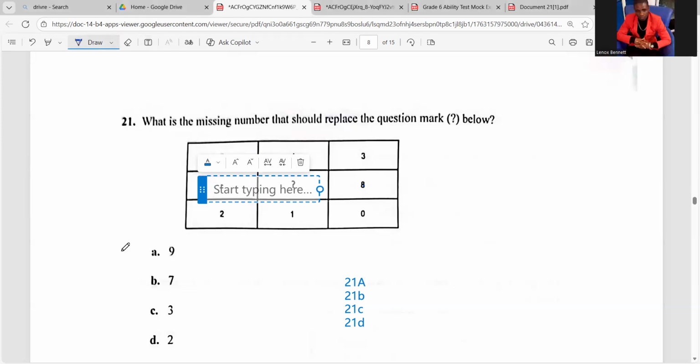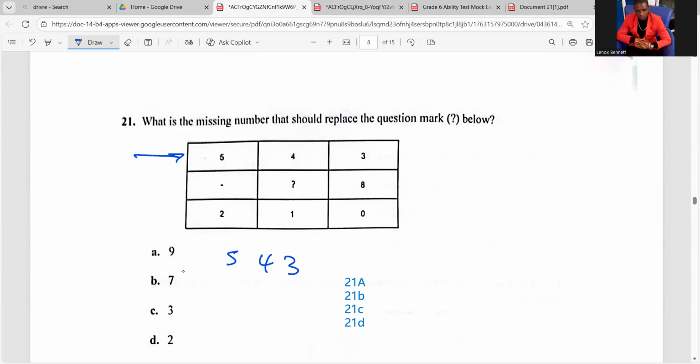I'm going to agree with Journey on this one, based on the fact that if you look at these two, you have 5, 4, 3. Look at this one, 2, 1, 0. You see that they're going down, right? So if this is 8, this would have been 9, and this would have been 10. And they ask for the question sign, so definitely 9. I agree with that one.